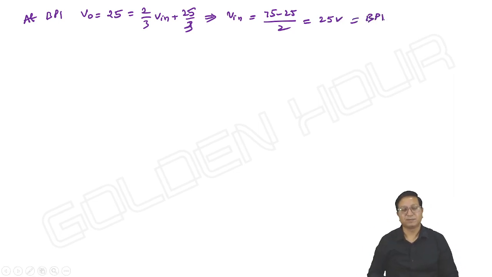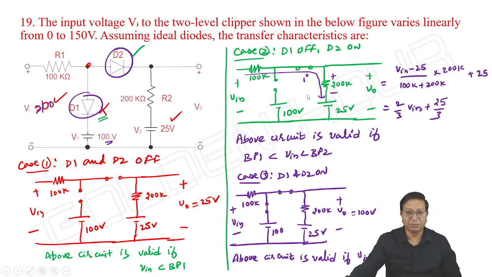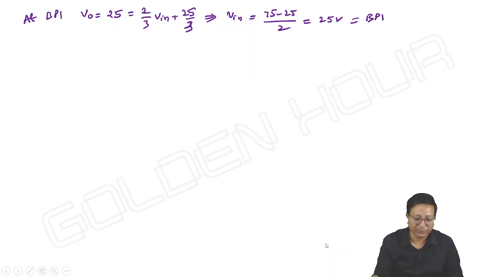Okay, 25 volts only. If the input is less than 25 volts, then circuit 1 is possible. Case 1 is possible. Output is equal to 25. Okay, if input is more than 25, then D1 is still off, D2 is on. That is the second case.